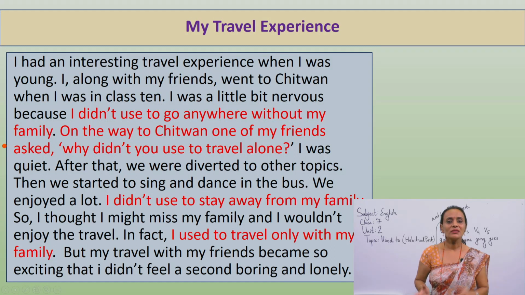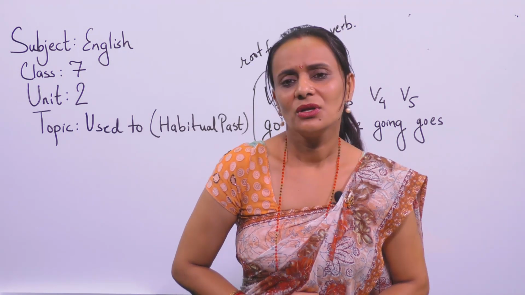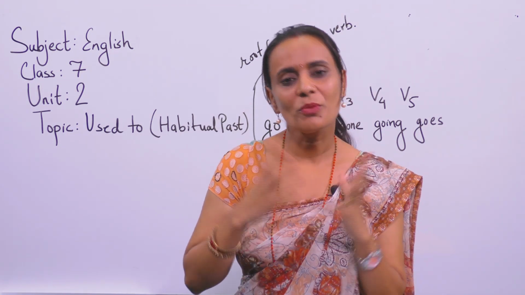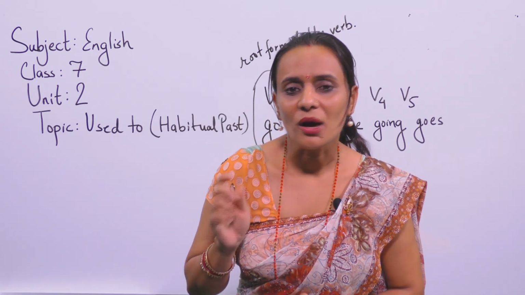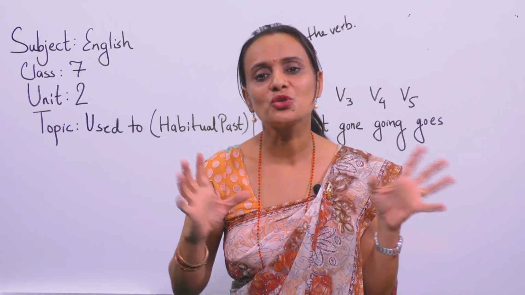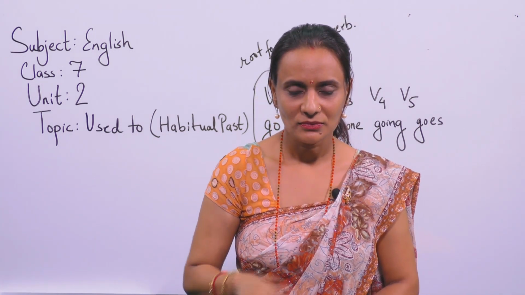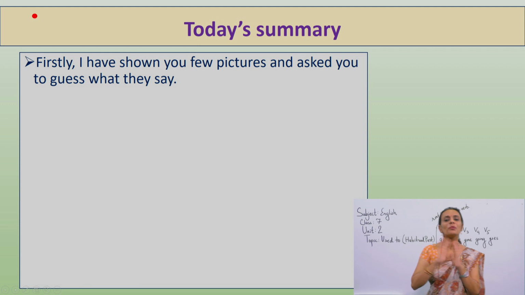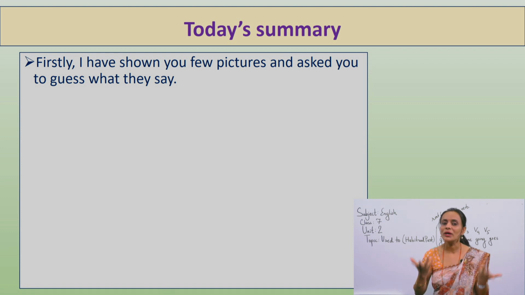Okay, my dear students, this is my travel experience. And in today's class, we have done a lot of activities and we have seen so many examples with pictures also, to make you clear about the concept of used to, habitual past. Okay, let's see what we have done today. Today's summary, what we did. Firstly, I showed you a few pictures and asked you to guess what they say. Before starting the topic, I asked you to guess the topic by showing the pictures.